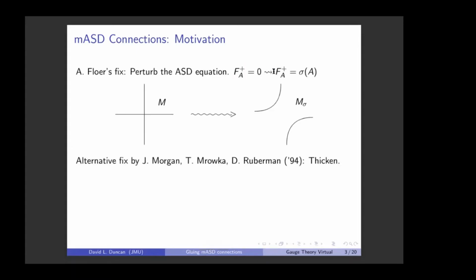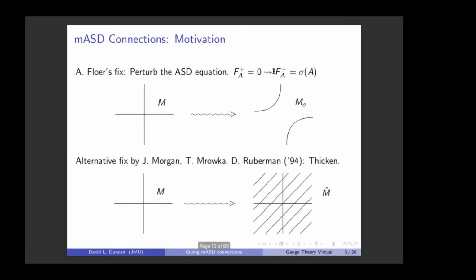And so the solution by Donaldson and some of his co-authors in '94 was to thicken the moduli space. And what does that look like? Instead of perturbing the moduli space of ASD connections, you stick it inside of a bigger space that is cut out by Fredholm equations. And it's this bigger space that I want to talk about today and tell you a little bit about.